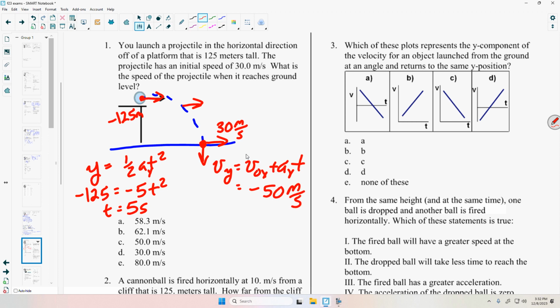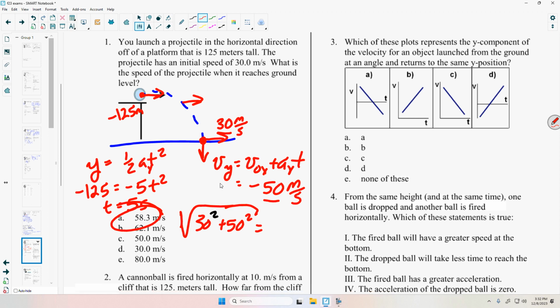So now if I want to know the speed, I have this component and this component. It's the square root of 30 squared plus 50 squared, which is, I don't know what that is. Uh, 58.3. A is the right answer. Okay. Pretty sure that one's on there. Something similar to it.